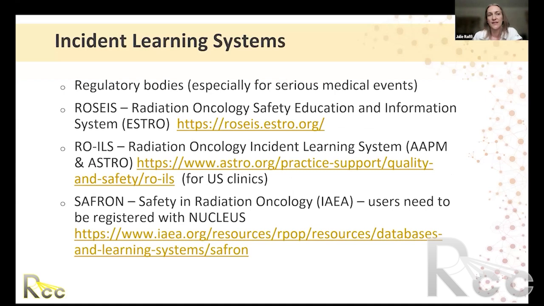So there are different types of incident learning systems available. Definitely, you'll be reporting incidents to regulatory bodies if required by regulation. This would be for serious medical events. But there are also systems that you can use to report more minor issues where it didn't result in mistreatment of the patient, but maybe there was a good catch or a near miss or something wasn't as ideal as it could have been. And so there are databases that can track those things as well.